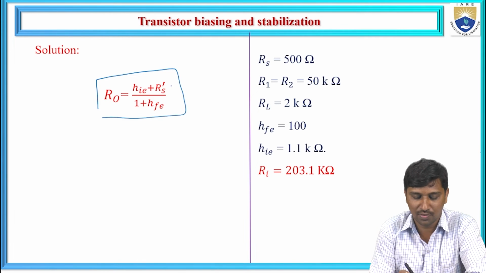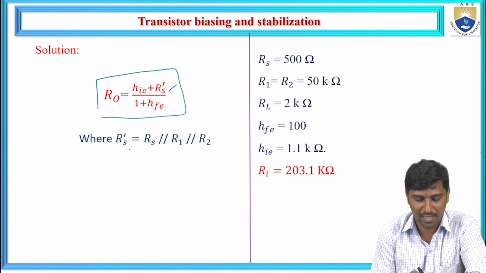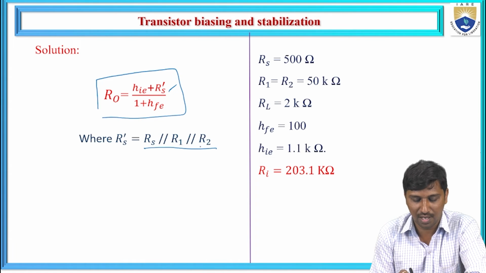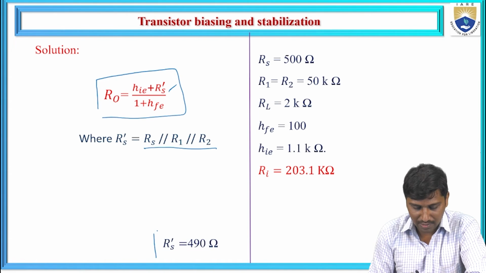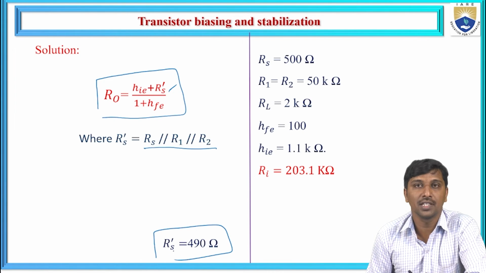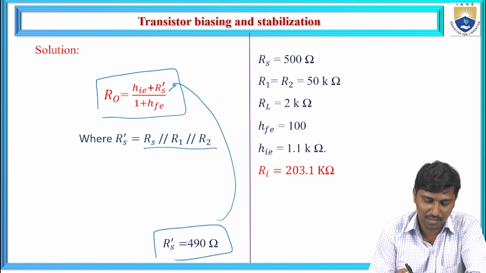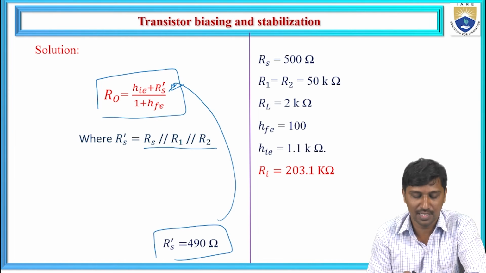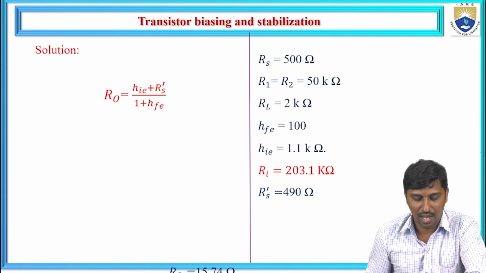Now calculate the output impedance, that is Ro is equal to hie plus Rs dash by 1 plus hfe. First we need to calculate this Rs dash, where Rs dash is the parallel combination of Rs and R1 and R2. So first calculate Rs dash by substituting the Rs value and R1, R2. Then it gives that Rs dash is 490 ohms. Then you can substitute this Rs dash, the hie value and 1 plus hfe. Then it gives the Ro value.